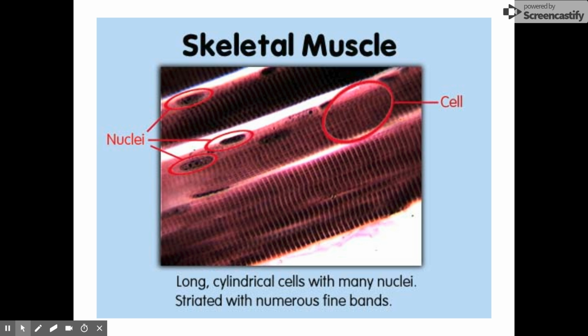So when we look at a picture, you can see you have the long cylinders, you have obvious striations or stripes, and you can see the multiple nuclei. And so that's the structure of the skeletal muscle. And then we talked about the function, which is voluntary, the larger movements of the body, and also the location, which is that they are attached to the skeleton.